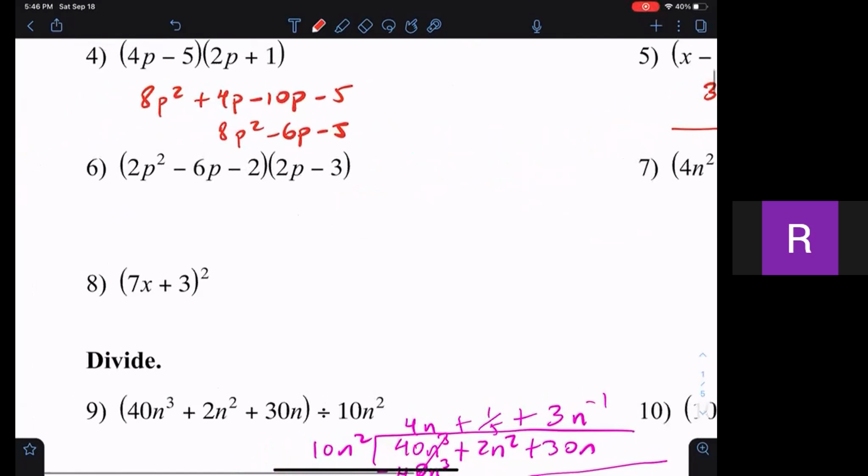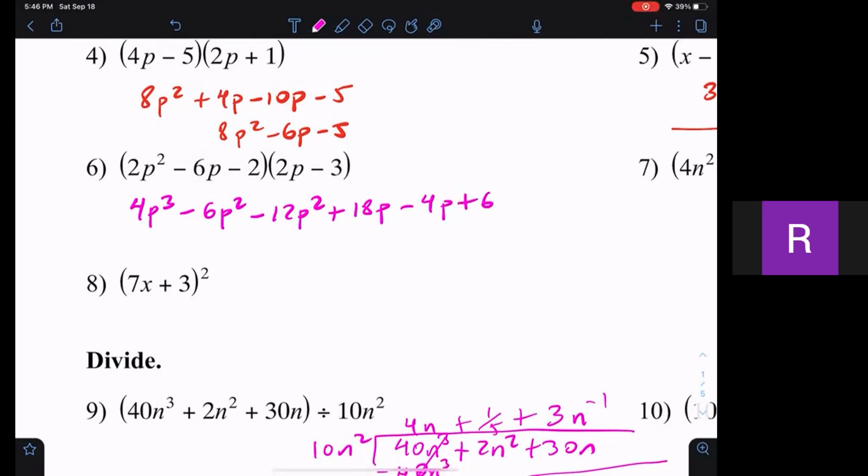Again, we need to foil this, right? Okay, so this is 4p cubed minus 6p squared minus 12p squared plus 18p minus 4p plus 6. Now combine like terms, right? So p cubed is by itself. P squared, we have 2. Then p, we have this, right? And plus 6. That should be the answer.